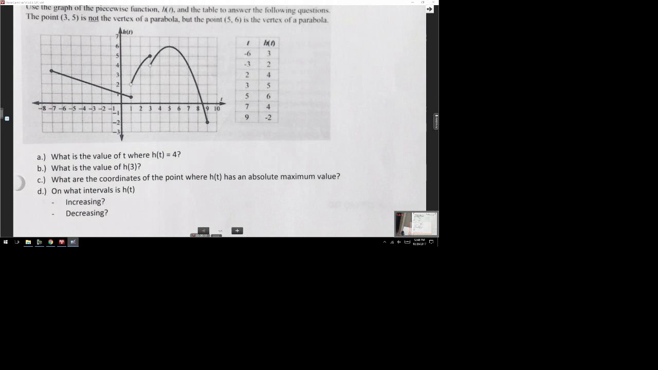All right, look, guys, they're not calling it X. What are they calling it here? They're calling it T. Right here, it says T, okay? And they're not calling it Y, they're calling it H of T, right? All right, so part A, where it says H of T equals 4, what can we say? Well, instead of H of T equals 4, we can say Y equals 4, right?